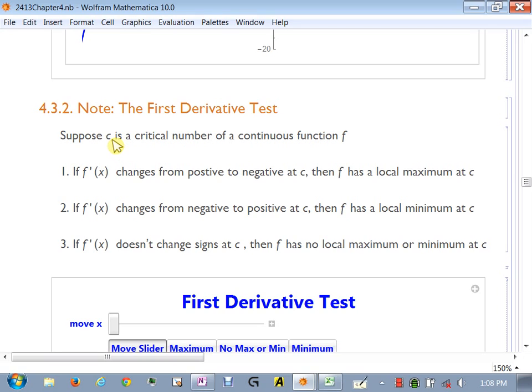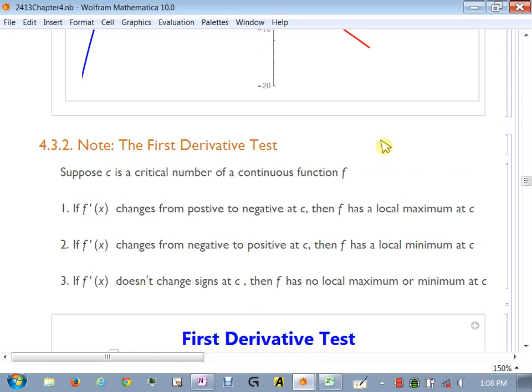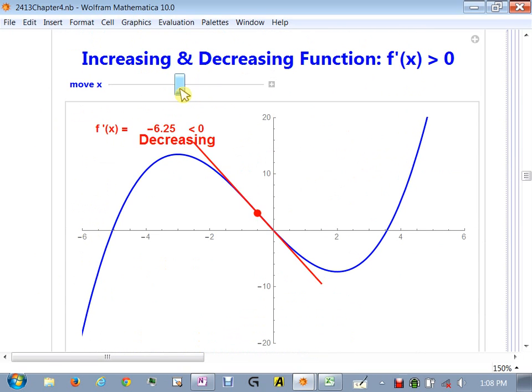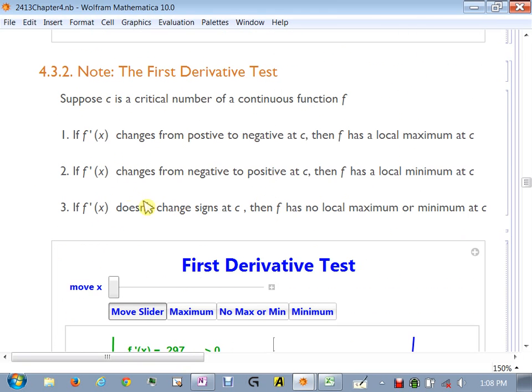At this value c. Let's also say that the derivative changes from positive to negative at that point. So we're talking about like this right here. What's the derivative at this point right here? 0. So is that a critical number? Right here, somewhere down here on the x-axis, that's a critical number. To the left of it, it's positive. To the right, it's negative. This is saying if the derivative changes from positive to negative at c, then f has a local maximum there.